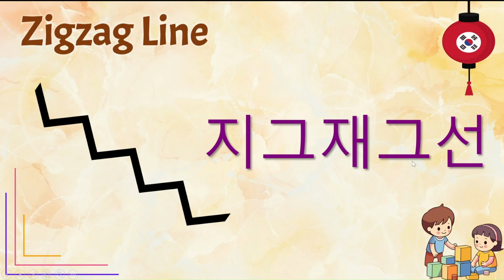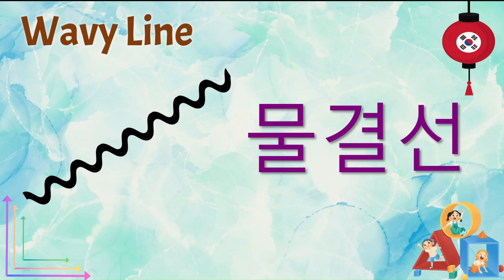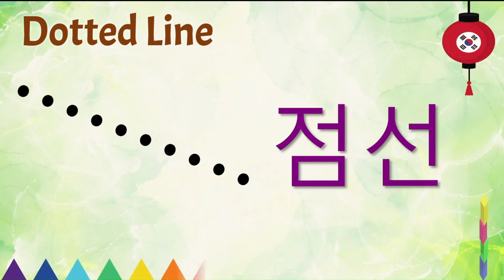Zig, zag. Okay? And line is 선. So, zigzag line in Korean is 지그재그선. Okay? Next is the Korean word for wavy line, and it is 물결선. 물결선. Now let's see how to say dotted line in Korean, and this one is very easy. 점선. 점선. 점, we have seen, is the Korean word for dot, and 선 means line. So a line made up of dots, that is a dotted line, is 점선.